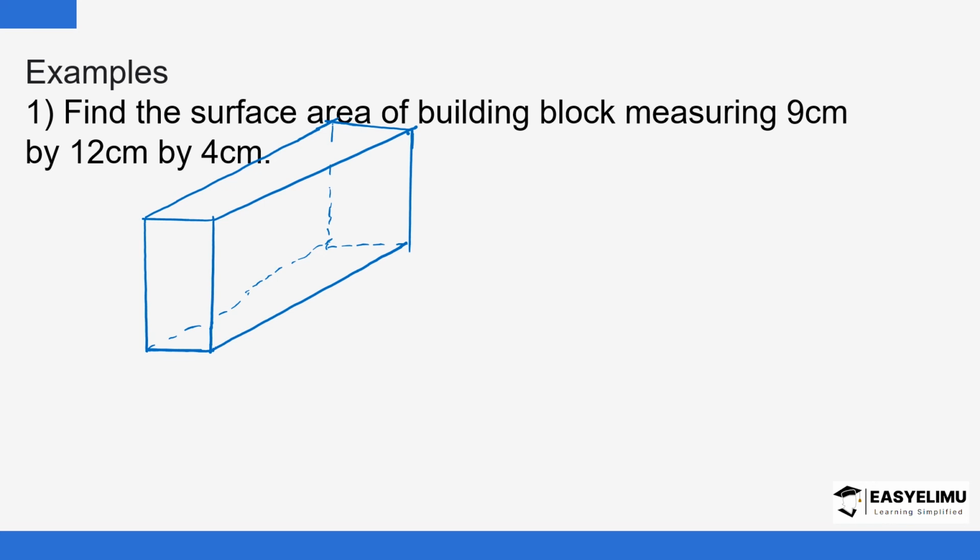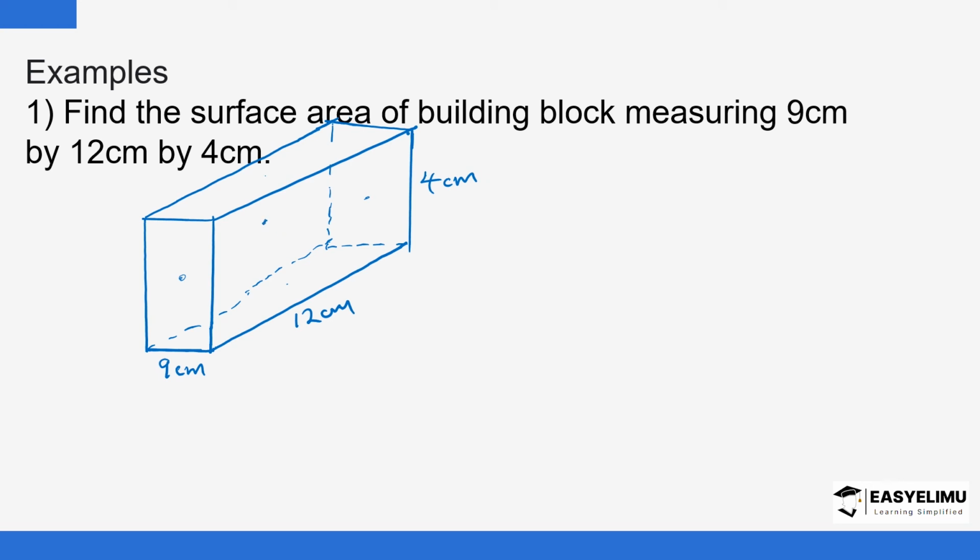So the measurements are given. Our measurements are: this is 9 centimeters, this is 12, and the other one is 4. So finding the surface area here, you'll have to find the surface area of the bottom, the surface area of the top, the surface area of this one here, and the surface area of the other one on the other side.